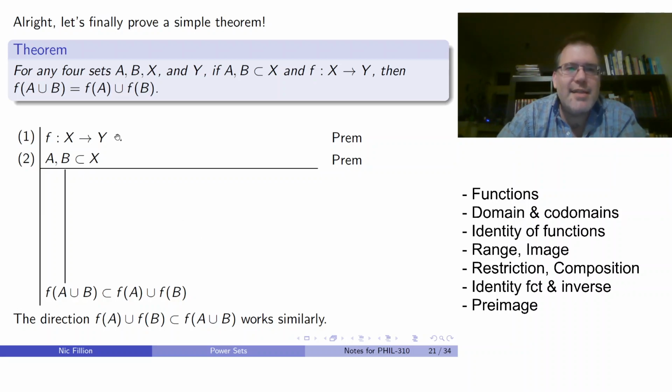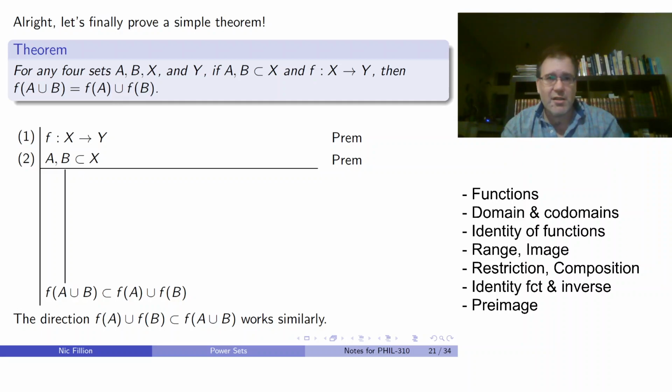The first line says f is a function with x as its domain and y as its codomain. That's what that first line means. The second line says A and B are both subsets of X, the domain of the function. And then, again, to show that two sets are equal, we're going to use our strategy based on the anti-symmetry of the subset relation. So we're going to show that the left-hand side is a subset of the right-hand side, and then secondly, that the right-hand side is a subset of the left-hand side.